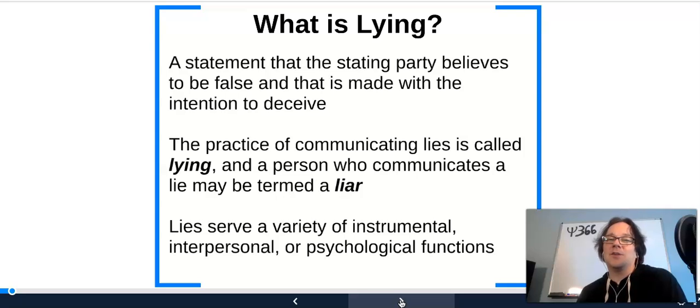So lying doesn't always have to be bad. There are such things as white lies or good lies. Lying is actually pretty useful in terms of human interaction. You can imagine if we were honest about everything all the time, we probably wouldn't have very many friends, probably wouldn't have any jobs, or any type of social interactions or partners or anything like that. The practice of communicating lies is known as lying, and the person who is communicating a lie may be referred to as a liar.